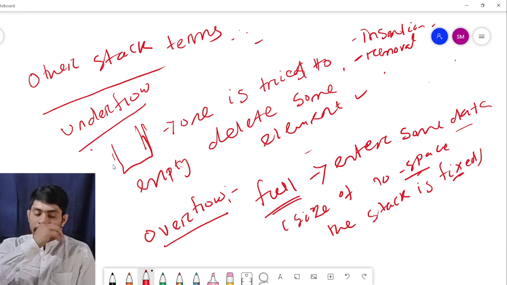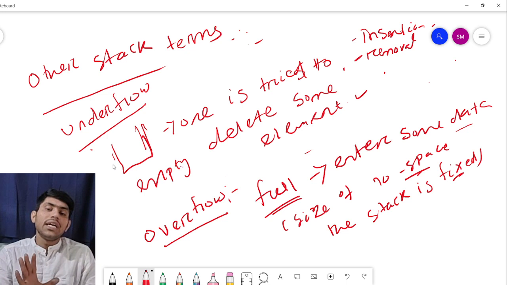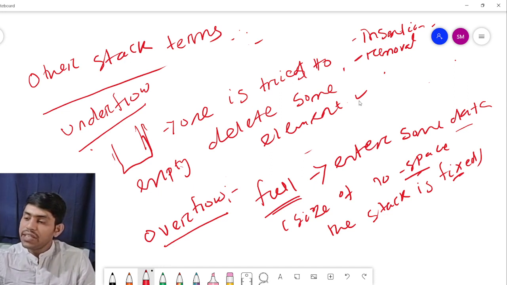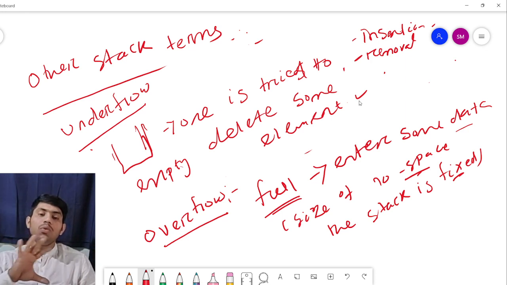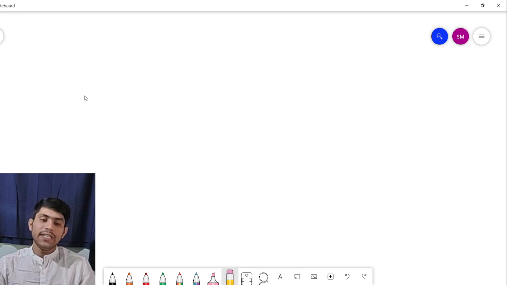So these are the situations or terms related to the stack: push, pop, peek, underflow, overflow. I think everyone is clear about it. Now we'll see one example. They will give some instructions, and based on that we'll make one stack. I think everyone understood up to this. Let's see the example.